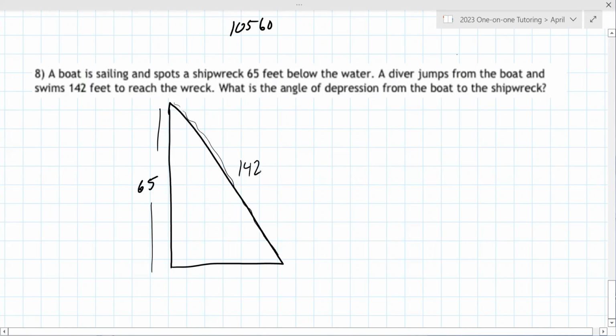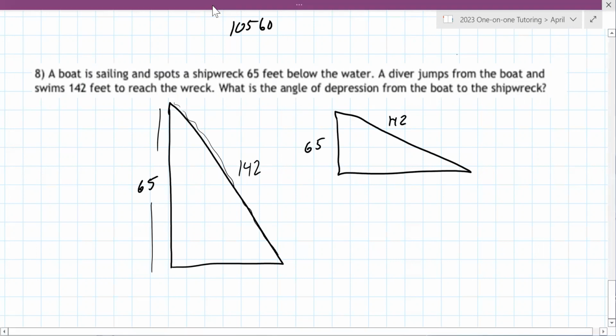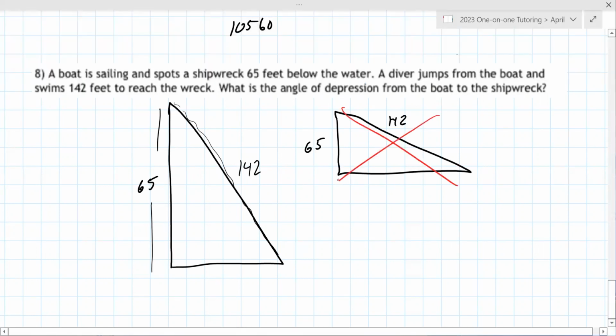Okay, that's what I thought, because I didn't think that you would swim directly down, but you could do that potentially. It would have to be worded where it says a diver spots something 142 feet away, but then dives straight down 65 feet. So again, this is not to scale. This is poorly drawn, but it doesn't really matter. Don't get too caught up in that. So then we're also solving for the angle of elevation, which is the same as this angle. Yes. You're solving for this X down here.